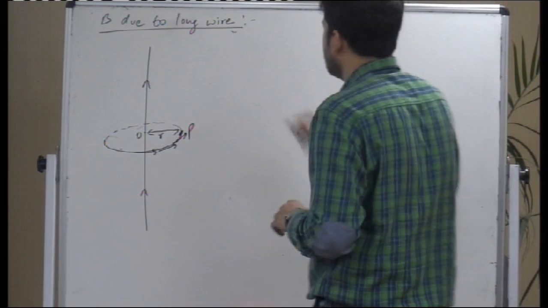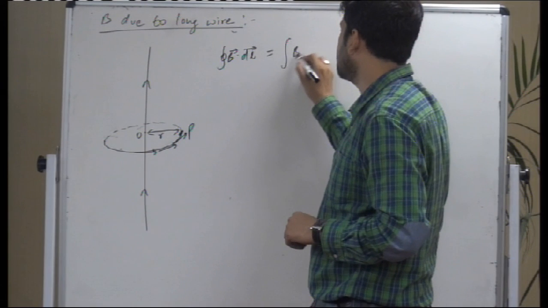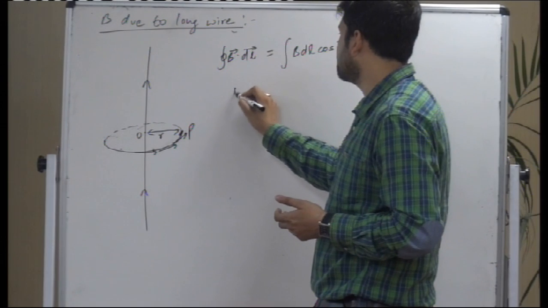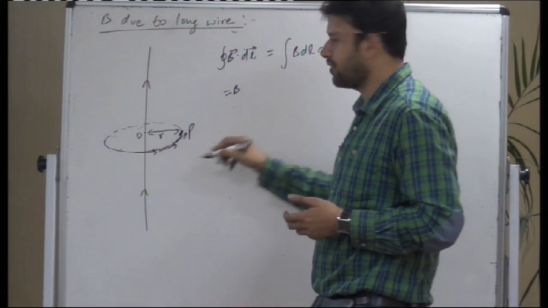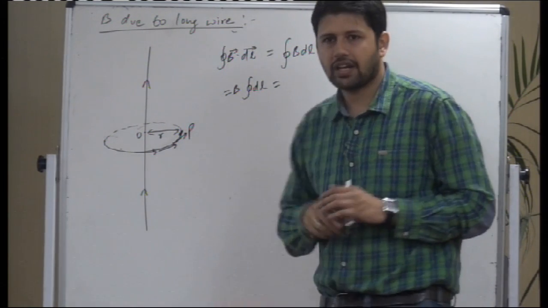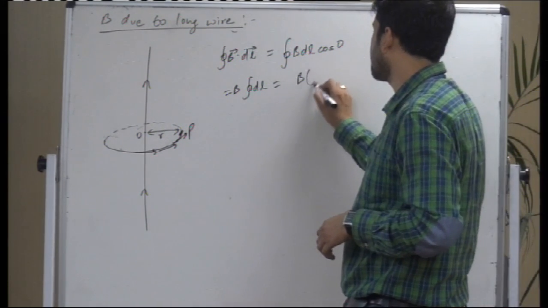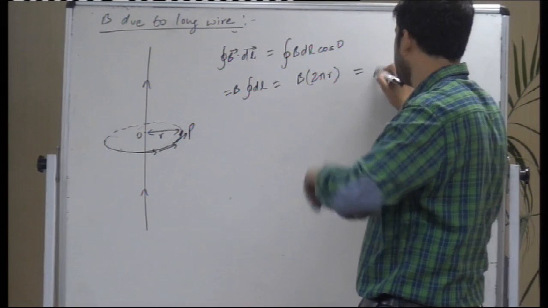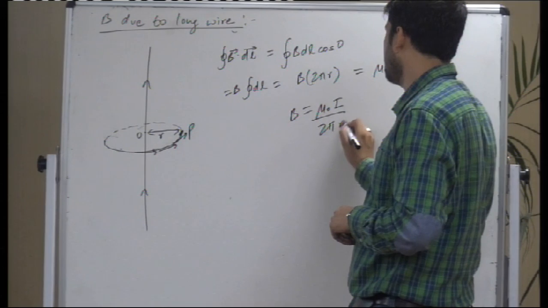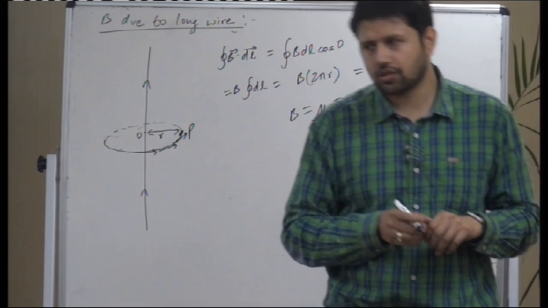So B dot dl in this scenario for the closed loop would actually be B dl cos 0. Since the magnitude of B would be the same at every point, we can take it out. This would be the integral of dl, which for the closed loop is adding the lengths of small elements, giving B into 2 pi r, which would become mu naught I. So B is mu naught I upon 2 pi r. You already know this.